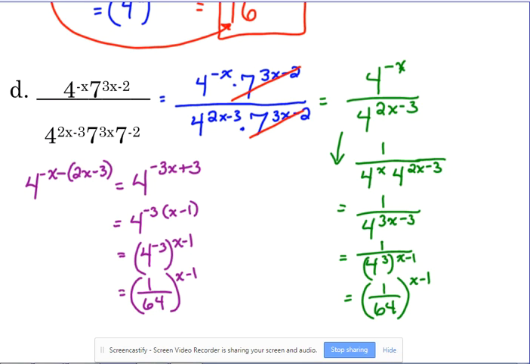Yes, sir. Why isn't the one on the left negative 64? Because the negative exponent just puts it in the denominator. It doesn't make it negative, it's still positive 4 times positive 4 times positive 4. It's just the negative exponent moves it to the denominator.